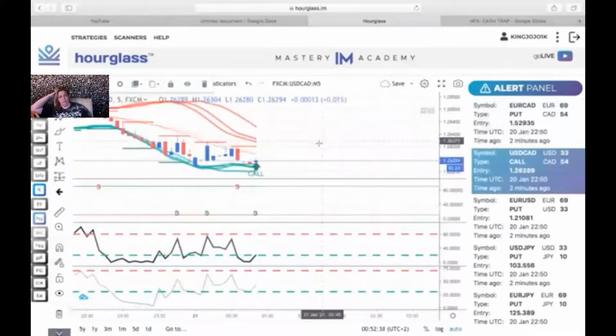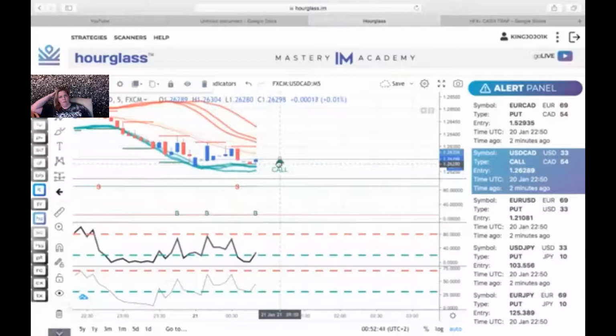USD CAD. Okay. Let's call in a call. It's telling me that it's about to buy. So that's 1 point. First, I got a call. I look at the currency strength meter. The secondary currency is appreciating over the primary currency, so I still got 1 point.